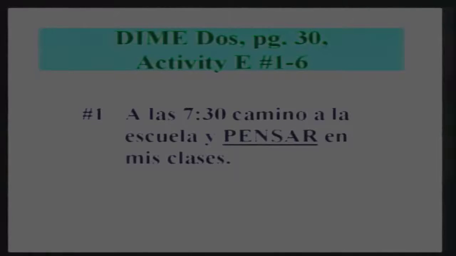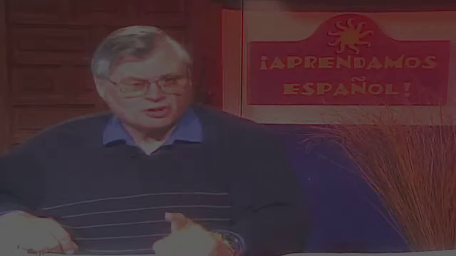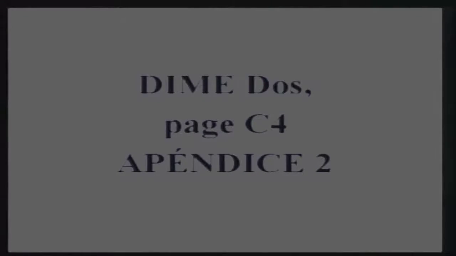Remember, pensar means to think. But stop a moment. Let's look up this verb pensar in the back of the textbook. Did you discover that in the back of the textbook? Well, let's take a look. Page C4. Facilitator, would you please help the students find page C4? It's labeled on C4 Appendix 2. Now, as you can tell, they have conjugated the more common verbs for you.